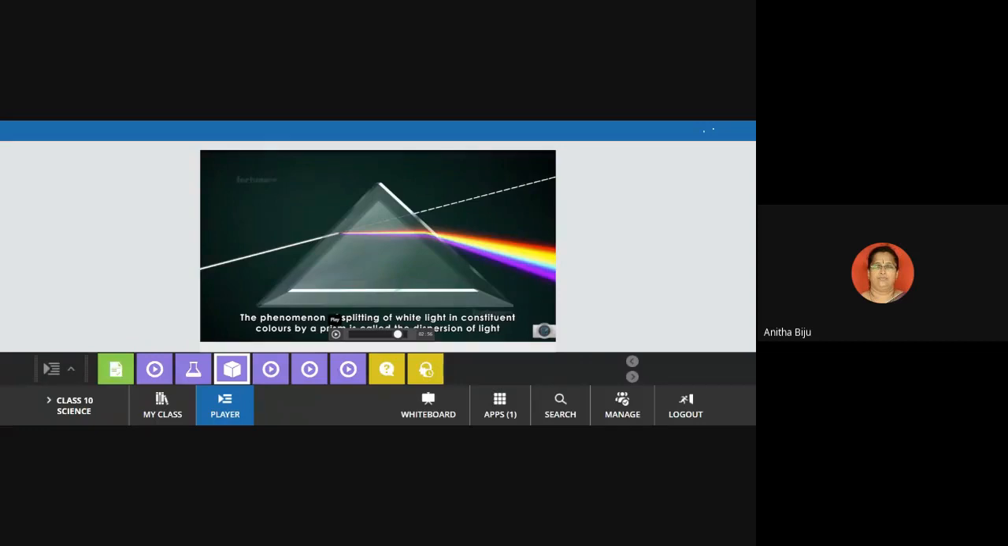Okay, so this is the basic theory behind rainbow formation. In that case, each and every droplet of water or raindrop functions as a prism. That's why we get a rainbow in the atmosphere just after the rain, when at the same time there is sunlight. Then we get a rainbow. This is the fundamental theory behind rainbow formation. The only difference is that in rainbow formation, each droplet functions as a tiny prism.